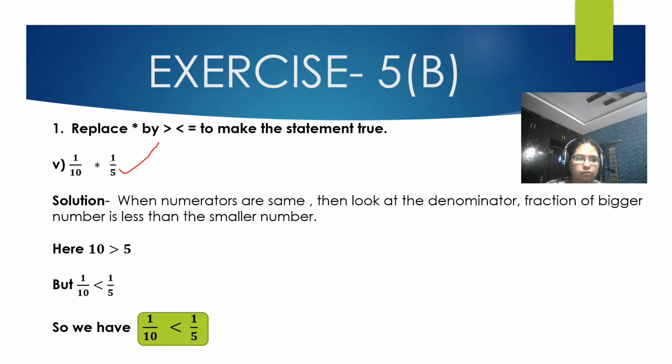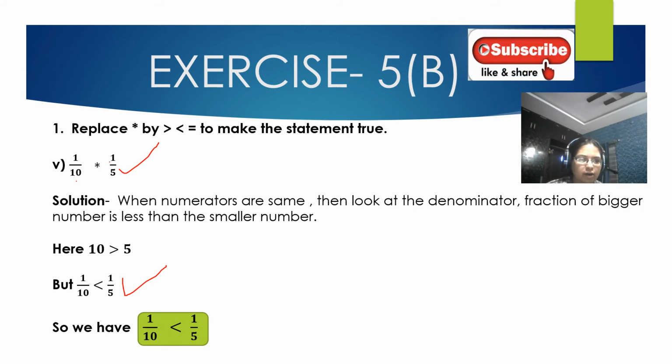Here the denominator 10 is greater than 5. But 1 divided by 10 is less than 1 divided by 5, as the fraction with the bigger denominator, 1 divided by 10, is less than the fraction with the smaller denominator, 1 divided by 5. So 10 is greater than 5, so 1 divided by 10 is less than 1 divided by 5.